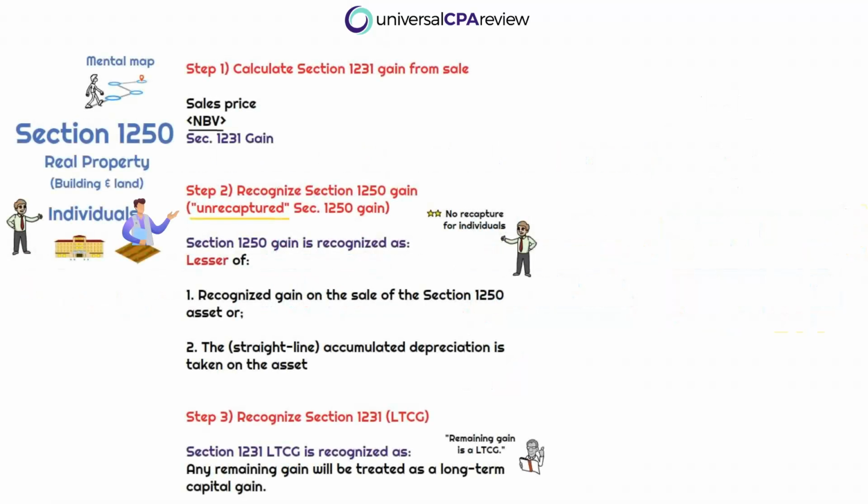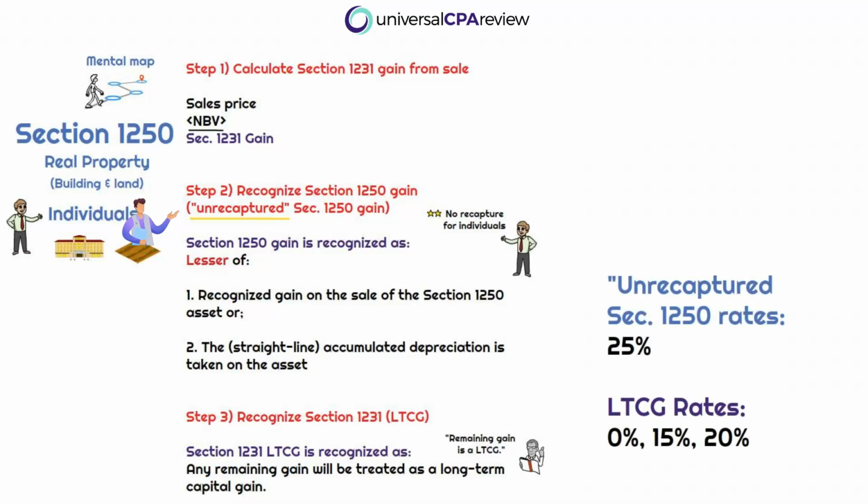So you might be thinking, wow, that's actually a pretty good deal. Why wouldn't we want all of this to be apportioned to this step 2 unrecaptured Section 1250 gain? Well, at the end of the day, Section 1231 gains are going to fall under the long-term capital gain rates, which is still going to be a little bit less than this Section 1250 unrecaptured gain rate. Okay, so that could be anywhere from 0%, 15%, or 20%, whereas the unrecaptured gain rate is going to be 25%. Okay, so everything after we have recognized the unrecaptured Section 1250 gain is going to fall to the remaining portion, which will be taxed as a Section 1231 gain, which is going to be taxed at the long-term capital gain rates.